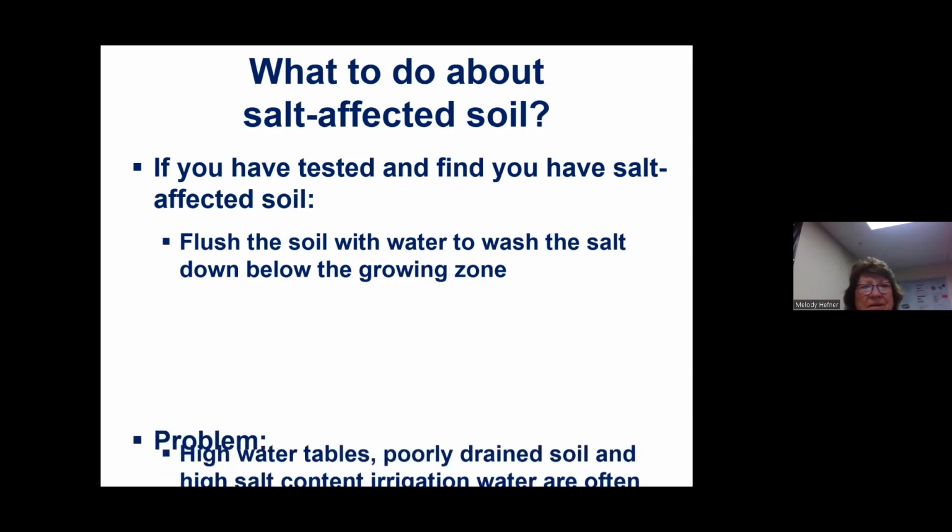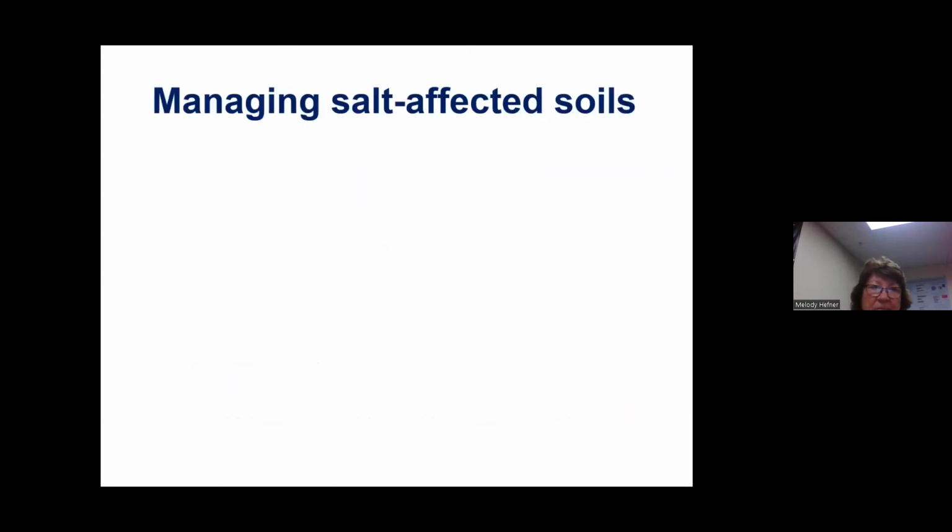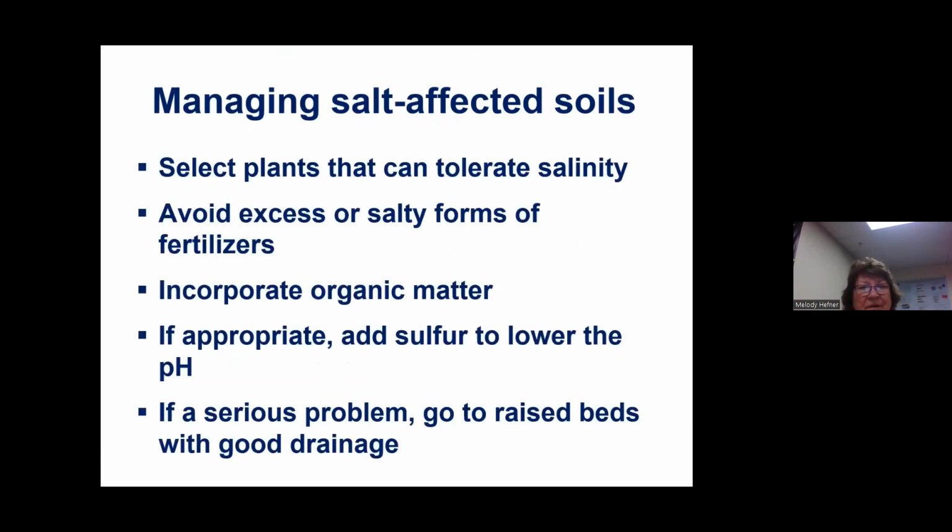But the problem with this fix is high water tables. You apply the water, but it's not going to drain because your water table is so high. Poorly drained soil is not going to move water through easily. The water won't move through the soil and take the salts with it. And high salt content irrigation water is a lot of times the cause of or contributes to this high salinity. So what can we do? What are some other things that we could do?